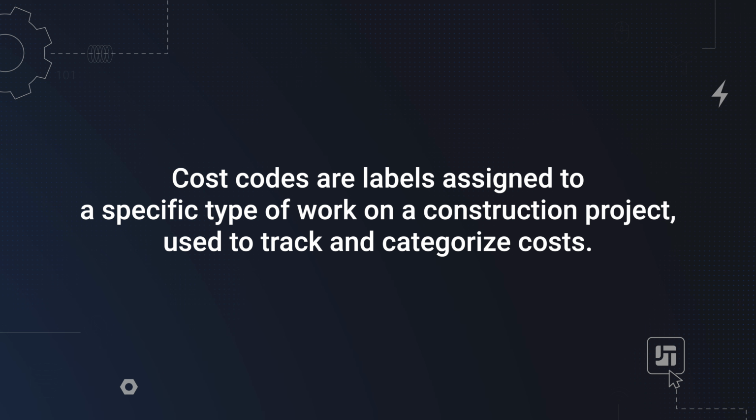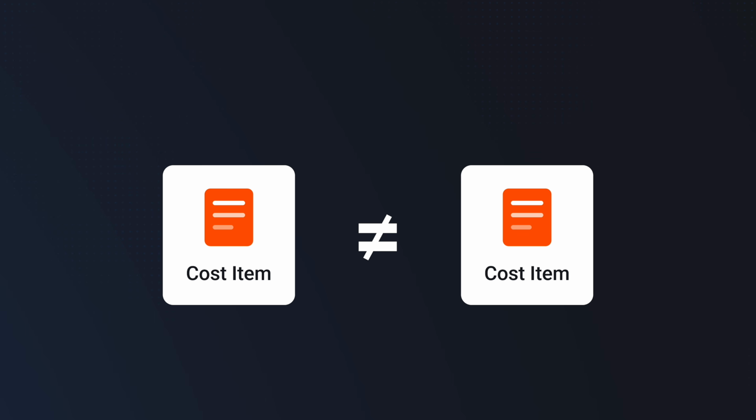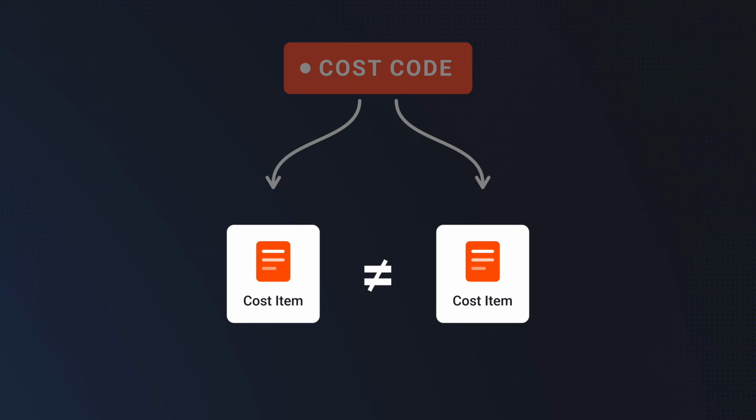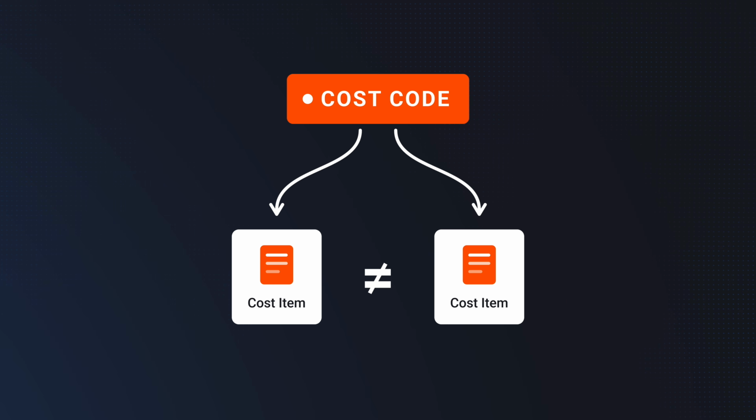Let's start with the definition. Cost codes are labels assigned to a specific type of work on a construction project, used to track and categorize costs. Put differently, every dollar spent on a project has a cost code assigned to it, and they differ from line items. You can't have two identical cost items, but you can have the same cost code applied to multiple line items.